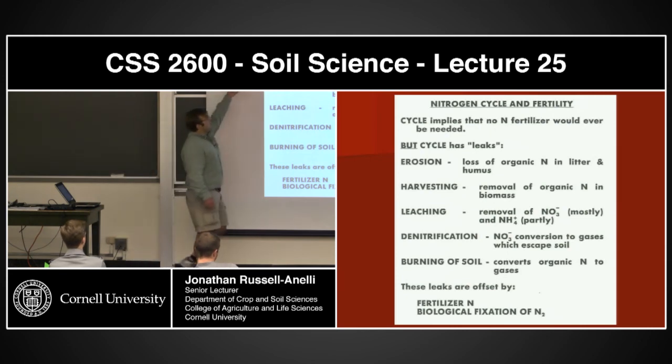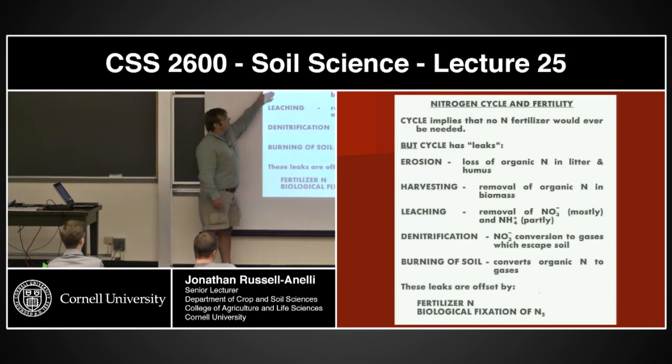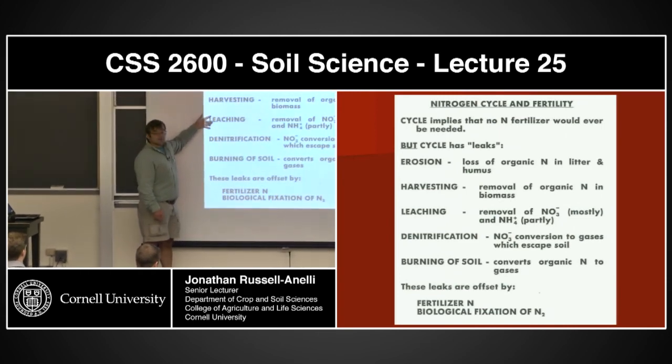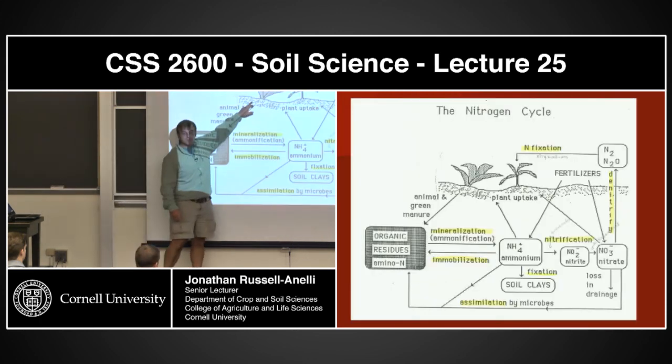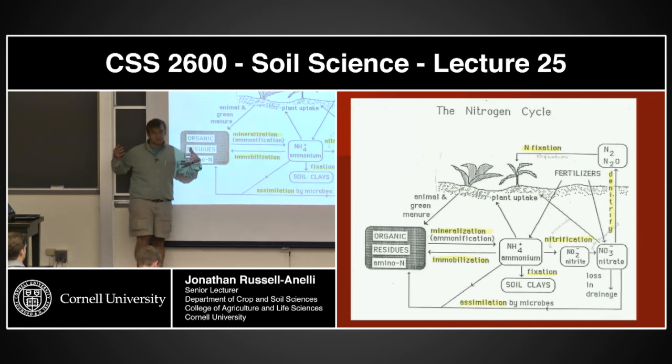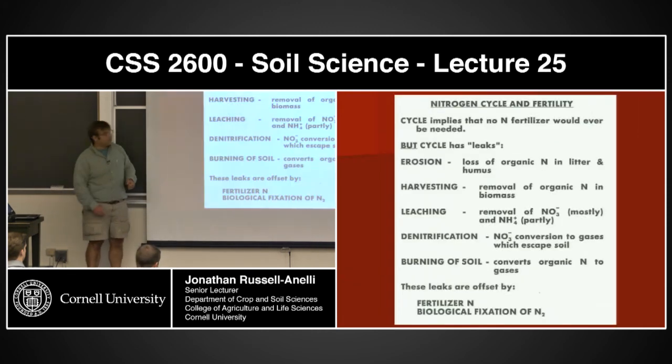I can have erosion, which takes that nitrogen away. I can have harvesting, which takes the biomass. I can have leaching, which basically takes the nitrates out. I can have denitrification, which takes that nitrate and converts it to N2 gas, which then could be gassed out of the system. We can also have potentially a burning event. If I have a burning event, I'm basically going to be burning up all of this stuff, which means it's going to volatilize out of the system. So it's another leak.